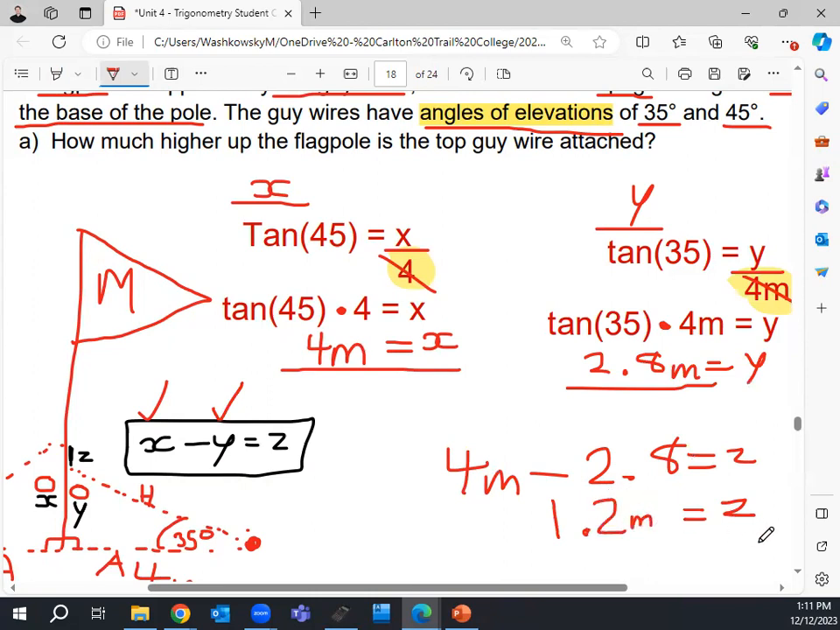That is my final answer because that's what it wanted. So now I can circle that. I underline the important stuff that is not my final answer, and I circle my final answers.